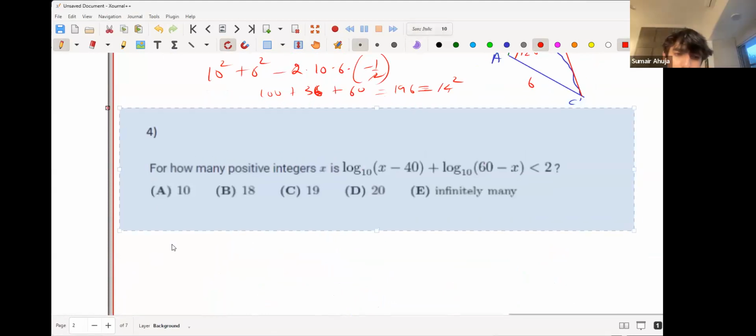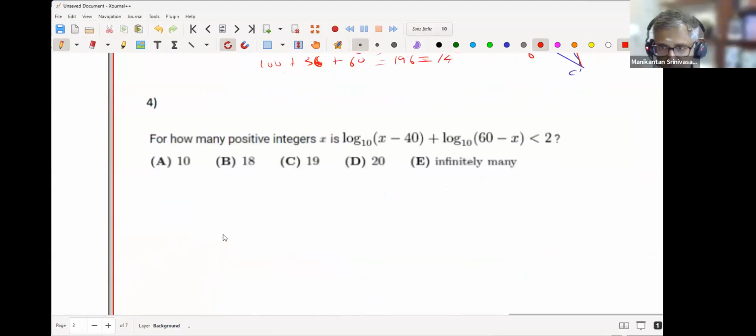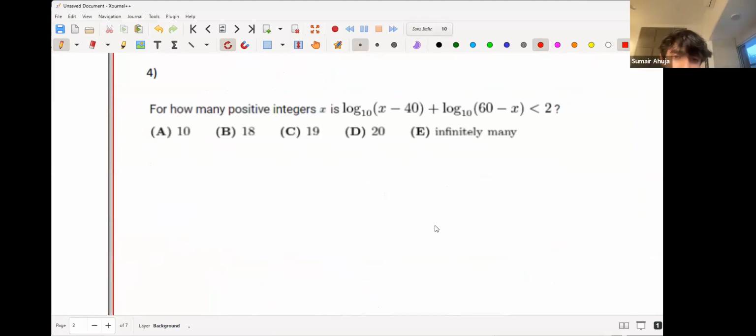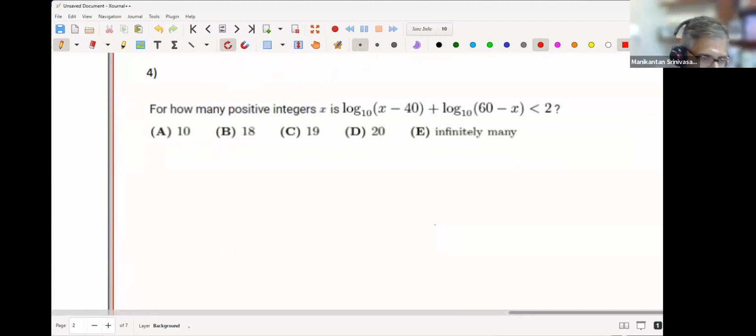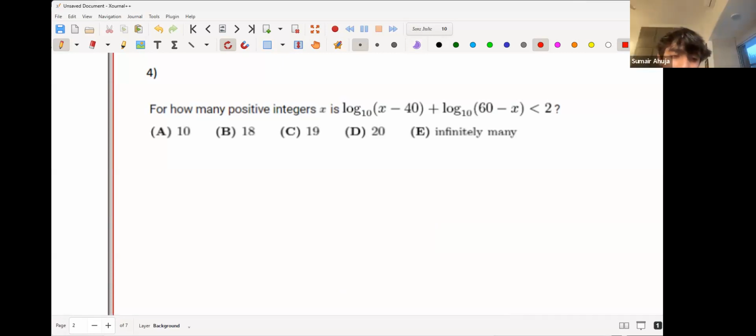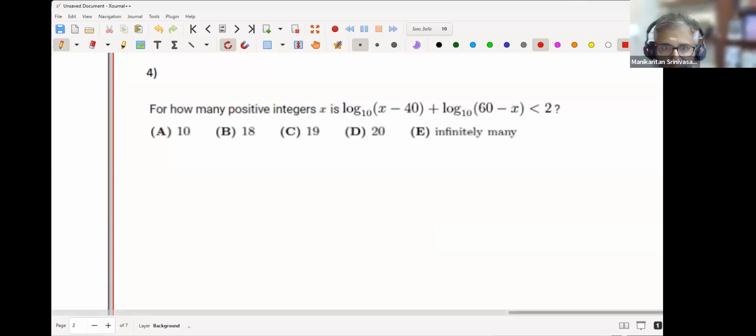How many positive integers is this less than 2? I don't think I did the right method. I just took a sort of calculator guess. Did you solve using the calculator? No, I took an educated guess. All of these numbers, except 10, 18, 19, 20, are fairly close. How do you take an educated guess, and what was that guess? I guessed it'd be either B, C, or D, because all of the numbers are fairly close. I don't remember how I did this.